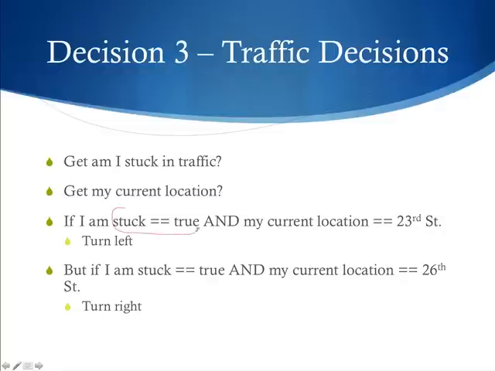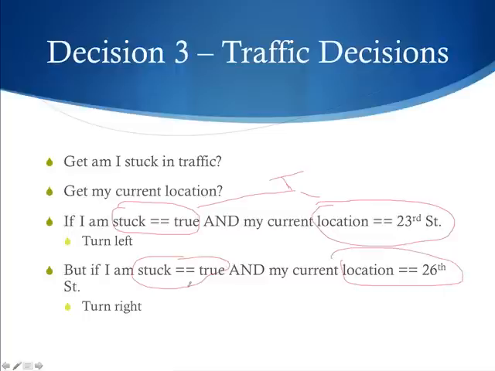both this part and this part have to be true in order for this statement to be true. I mean, it makes sense, right? I only want to turn if I'm stuck in traffic and I'm at 23rd Street. And in this case, I only want to turn if I'm stuck in traffic and I'm at 26th Street. Both of these have to be true. The reason they have to be true is because of the and.